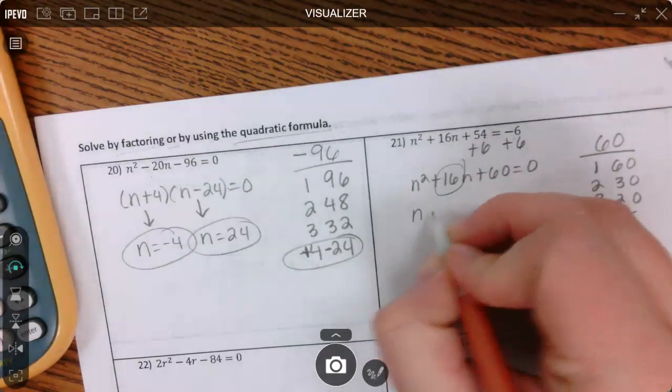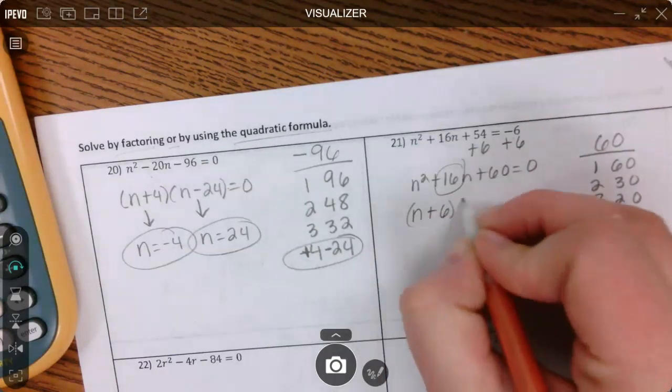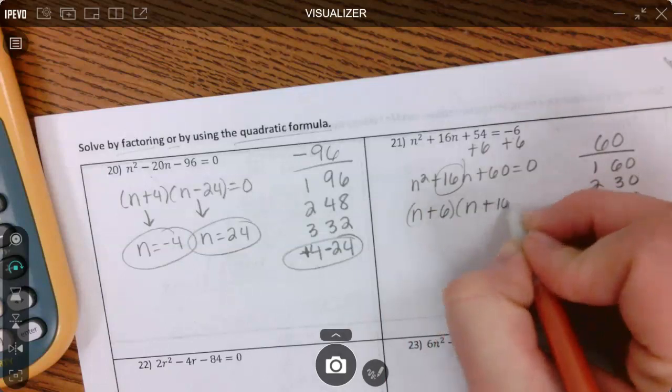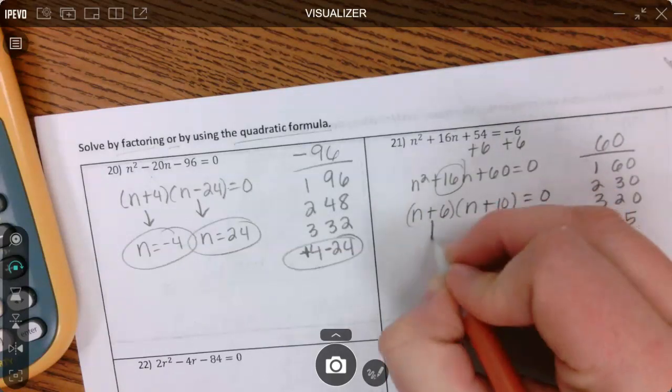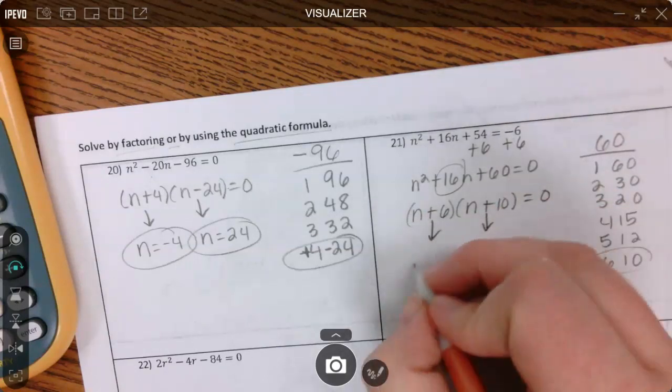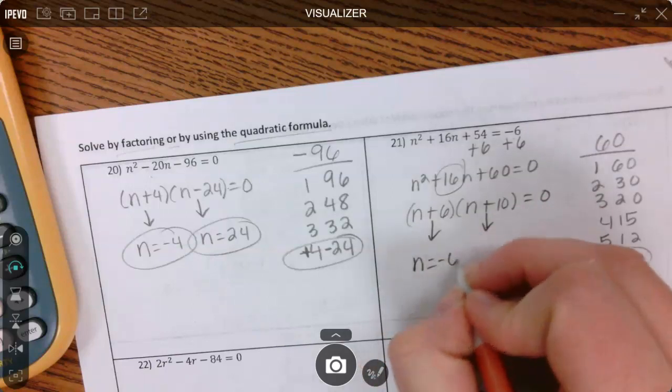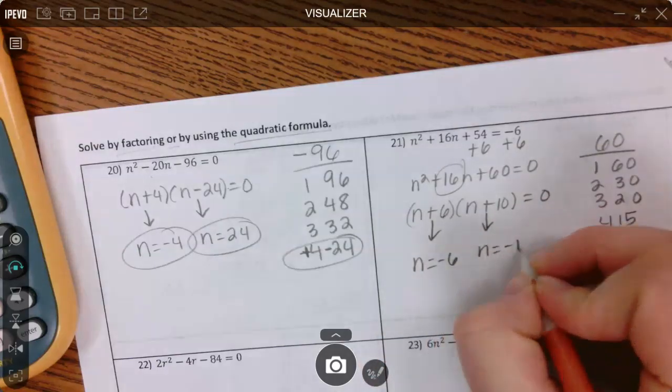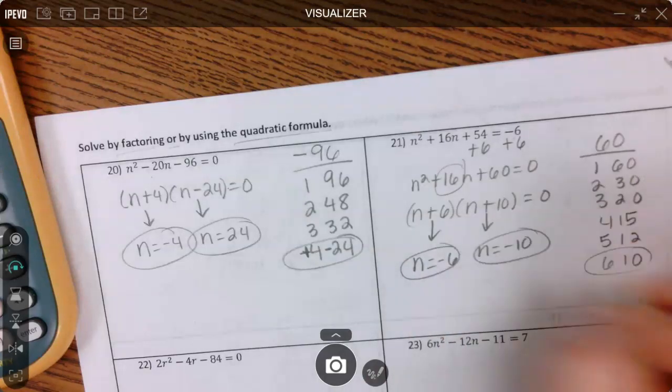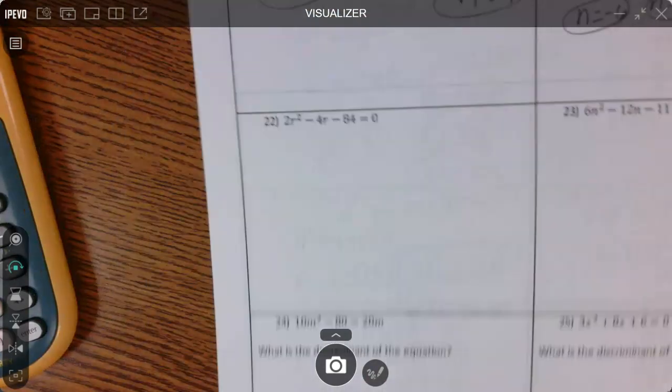So we have n plus 6 times n plus 10 equals 0. Set these factors equal to 0 and solve. You get n equals negative 6 and n equals negative 10. Those are your two solutions. Okay, look at 22.